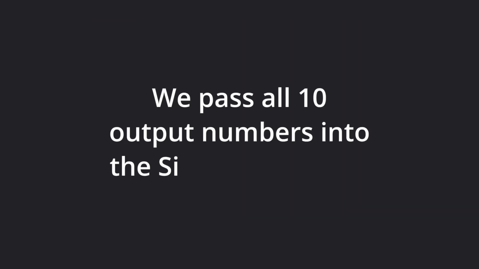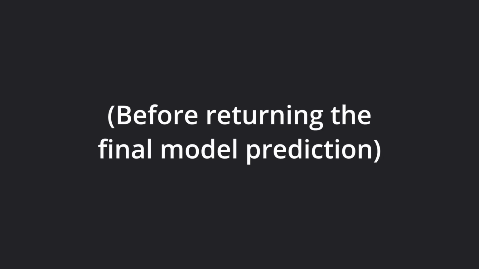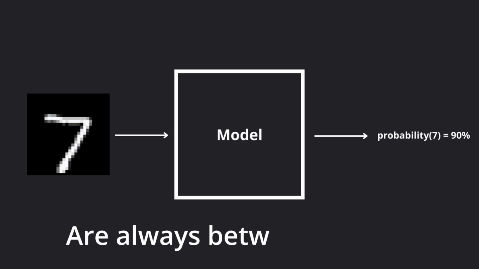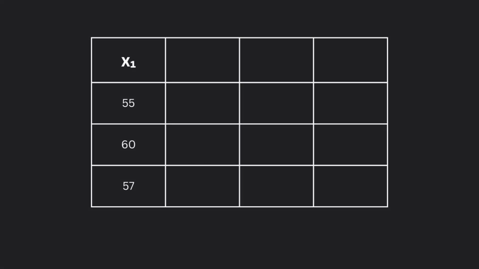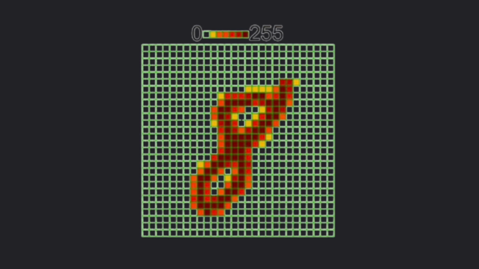We pass all 10 output numbers into the sigmoid function before returning the final model prediction to ensure that the model's outputs are always between 0 and 1. But what about the input? Instead of 3 attributes about a presidential candidate, we're dealing with 28 by 28 images where we have a number at every pixel.